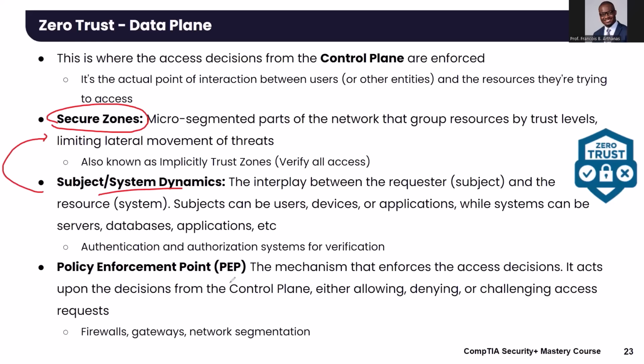That kind of stuff. And then you have the policy enforcement point, which is the point where the enforcement is actually taking place, right? It acts upon the decisions from that control plane, allowing or denying things based on what the control plane said. So the policy enforcement point, you can think of that as the firewalls, the gateways, the network segmentation, the things that we actually put in place for the enforcement to take effect.